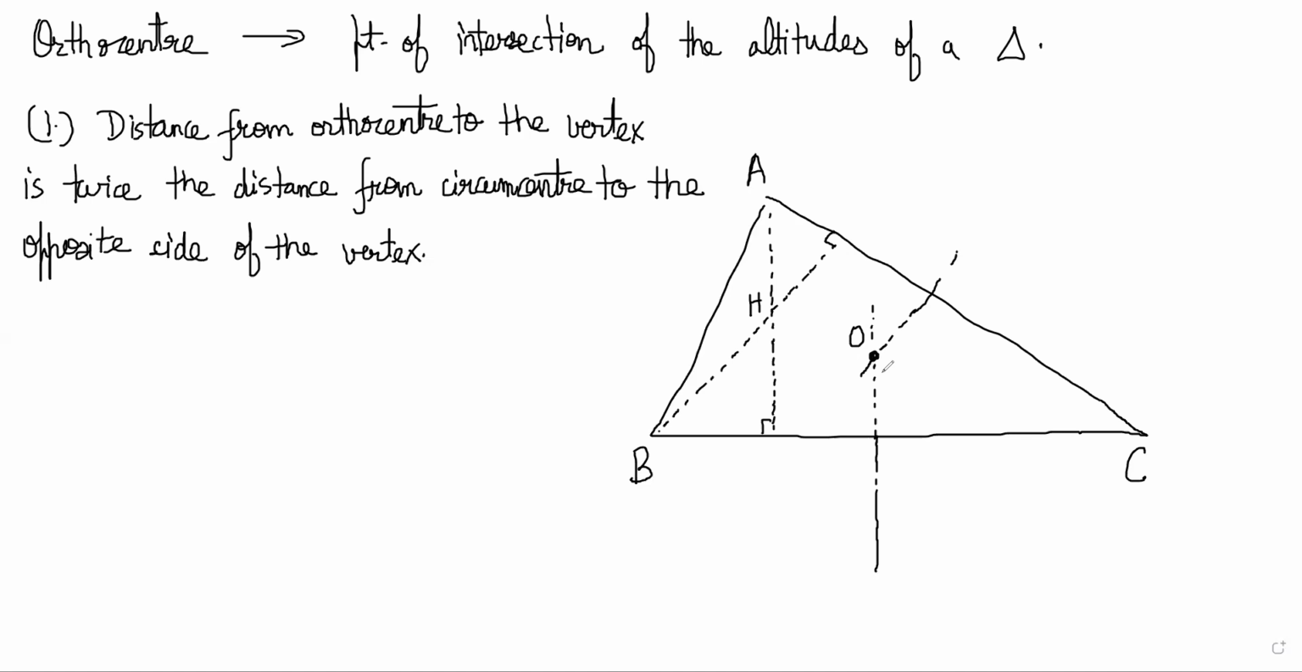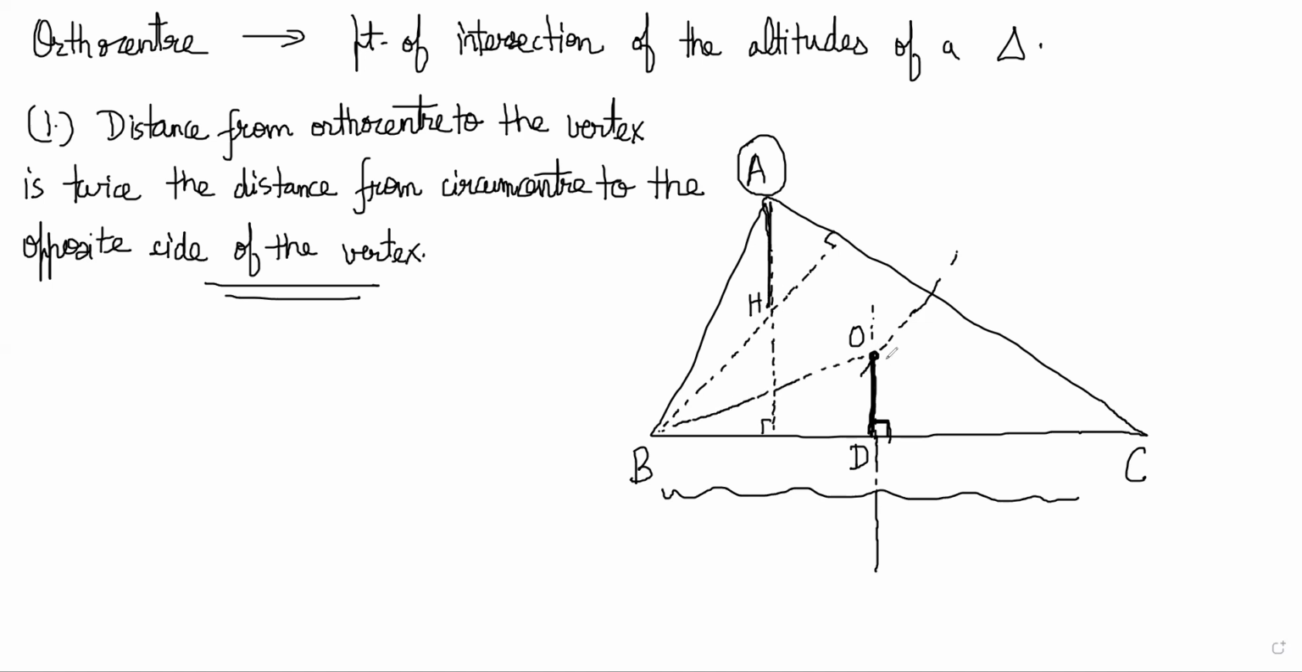Now, if O is my circumcenter, what is the distance of the circumcenter to the opposite side of the vertex? My vertex, let's label this vertex A, is what we are talking about, right? So the opposite side of the vertex is BC, right? So first I want to find out the distance of circumcenter to the opposite side of the vertex. So let's find this distance, O to D, okay? And then we'll figure out what is A to H, right? Okay. So O to D distance is simple.